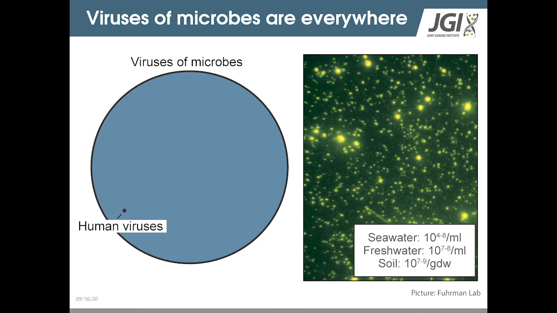If you like numbers, basically we have billions of viruses in every milliliter or gram of everything we have looked at so far on Earth. So that's just my typical introduction of like virus diversity is gigantic and we have viruses everywhere.